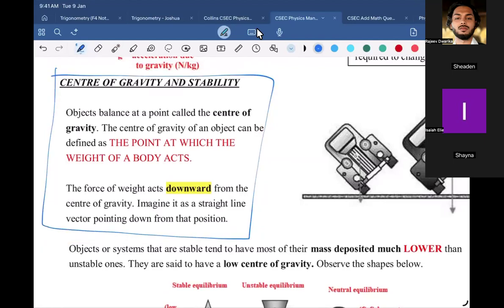A lot of things in physics just make sense. It's just common sense, I think. Because if you're not holding up all of the weight of an object, the object falls down. Exactly. So at the center of gravity, all of the weight is acting, and if you support it at that point, it will stay up.